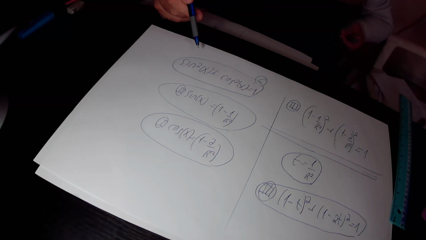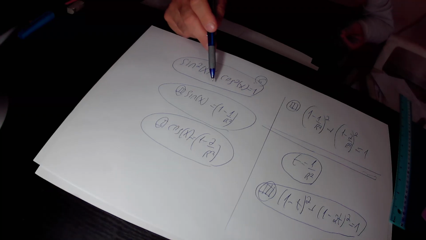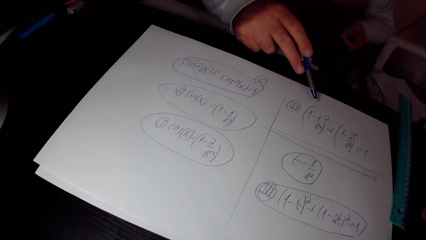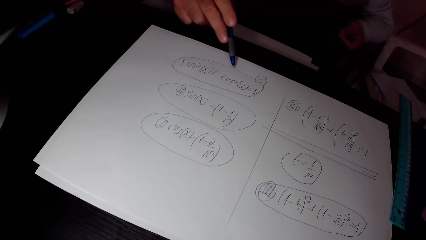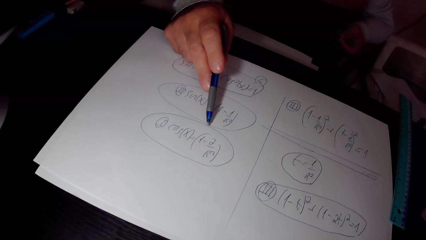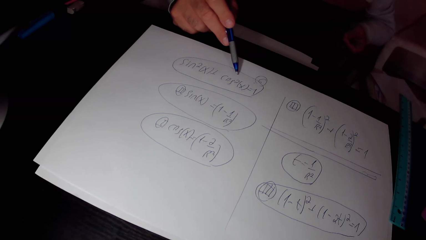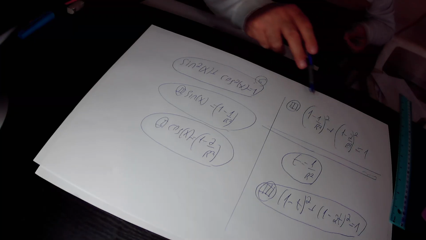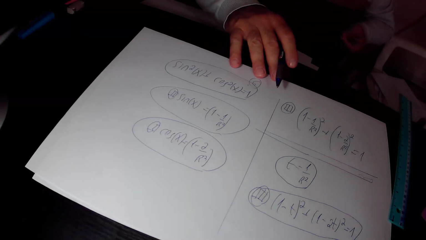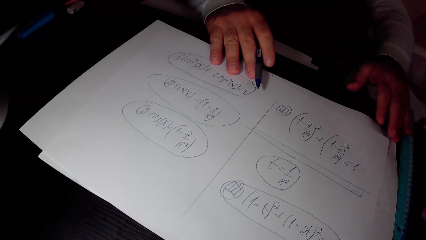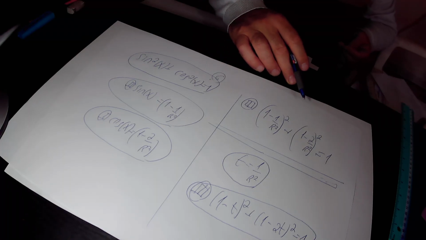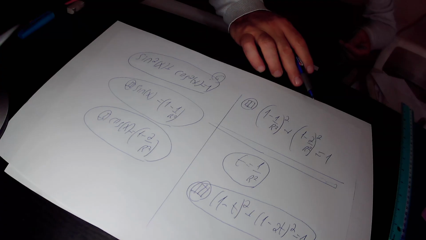So according to equation 3, we have sin²x. Since sin x is 1 − 1/r², sin²x will be equal to (1 − 1/r²)² plus cos²x. Cos x is 1 − 2/r², therefore cos²x will be equal to (1 − 2/r²)². And it equals 1 according to this trigonometric identity. So equation 3 says that (1 − 1/r²)² + (1 − 2/r²)² equals 1.